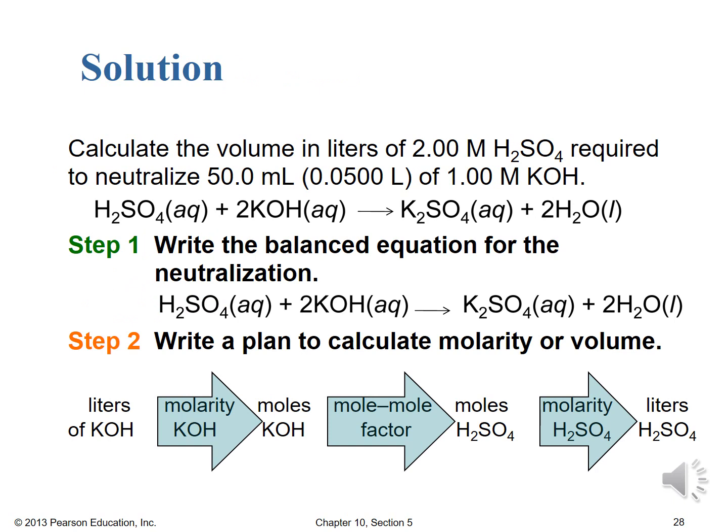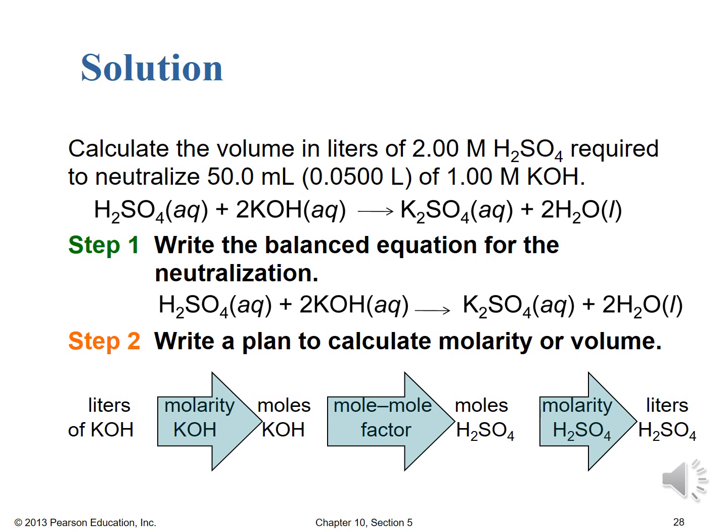All right, so step 1 was actually done for you, right? Write the balanced equation for the neutralization. In this particular example, it was given to you as 1 mole of sulfuric acid plus 2 moles of potassium hydroxide yields 1 mole of potassium sulfate plus 2 moles of liquid water.